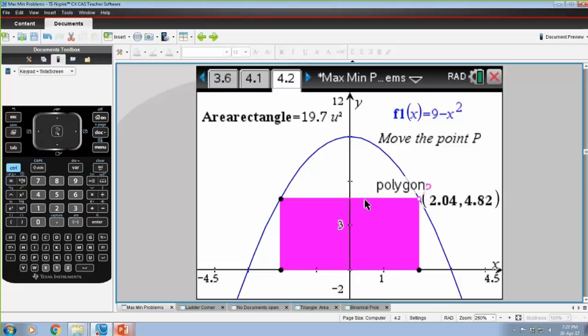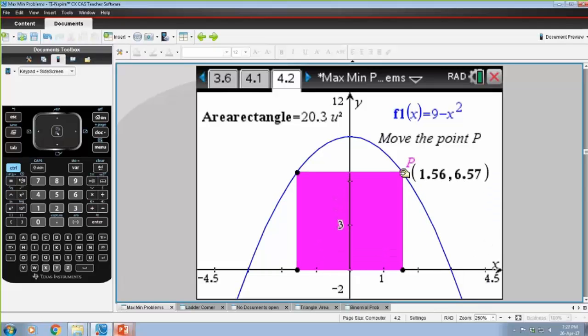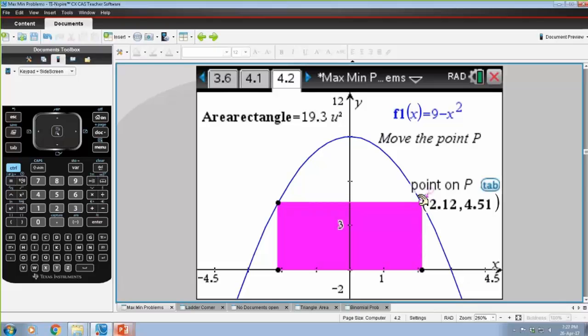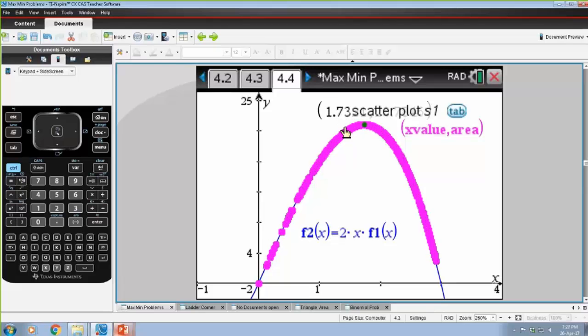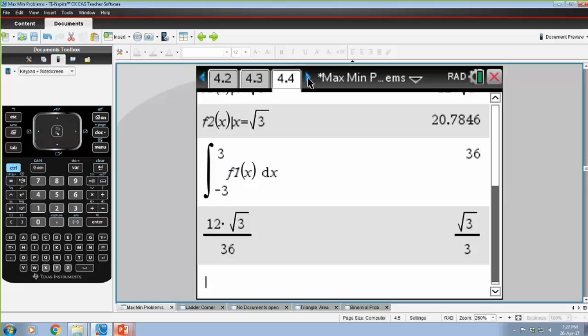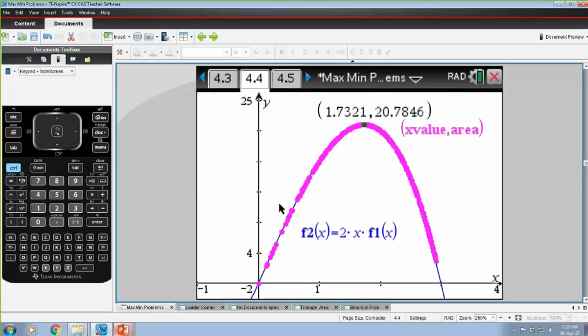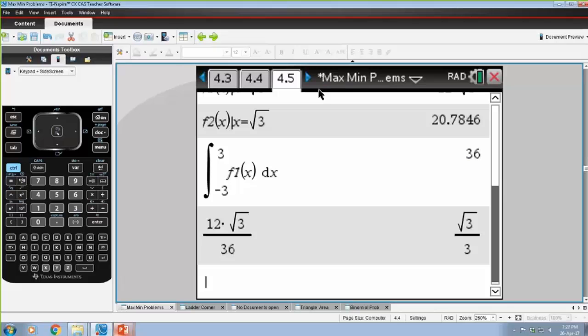And when we work this one out, we do the same sort of thing. We can move the points along, and if we work this one out, we actually get the data capture. We get some points, 1.732, it looks like root 3 again. And the ratio of the largest area of the rectangle to that of the area bounded by the original curve is root 3 on 3.